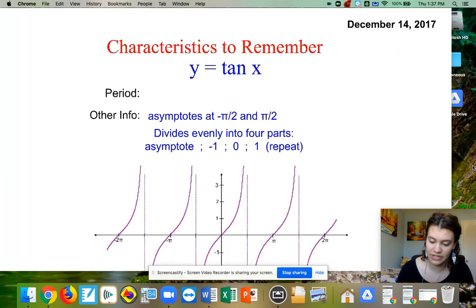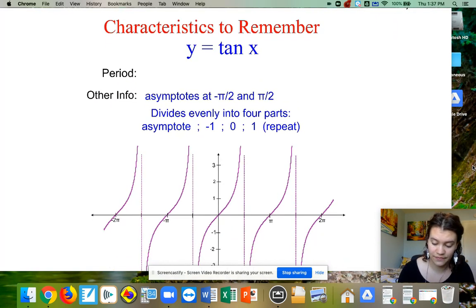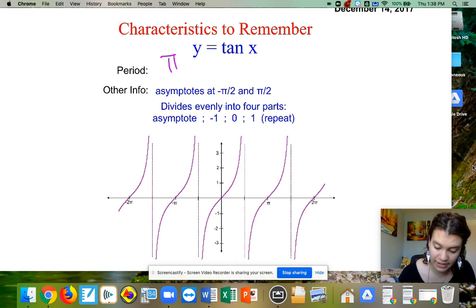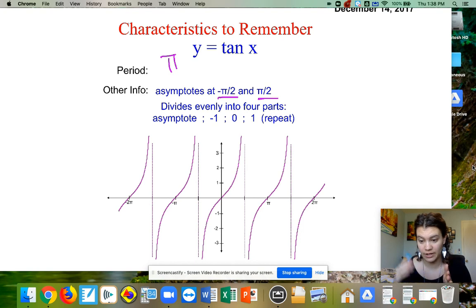So some characteristics to remember for tangent is you want to have a period of pi as your standard. There are asymptotes at negative pi over 2 or pi over 2, and that's also like half your period. So if your period was 2 pi, your asymptotes would be at pi and negative pi, and then at 2 pi, and then 3 pi, and then 4 pi, etc. Again, you still want to divide your period into 4 even parts like we've been doing with everything else. You're going to start with your asymptote, and then negative 1, 0, positive 1, and then an asymptote, and then negative 1, 0, positive 1, asymptote as you keep going along.